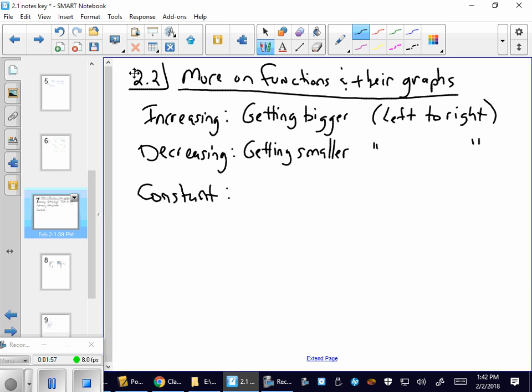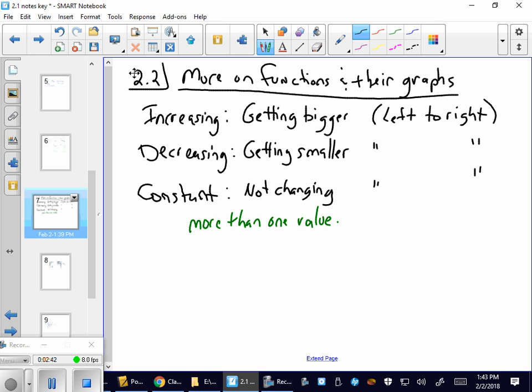Constant should make sense. It's neither increasing nor decreasing, therefore it is not changing. Again, from left to right. Now, the one thing we're going to say about constant is this. Constant indicates more than one value. Because there are going to be times on a graph where something does not increase nor decrease at a specific point, but at one point we don't call it constant. It has to be at more than one consecutive point that something is not changing from left to right.